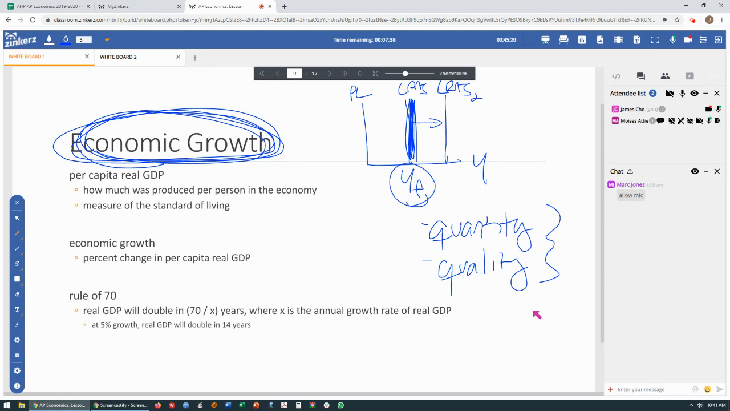All right, so we use this idea of GDP to kind of measure how well our economy is doing. But a lot of the times what we'd like to do is take a look at that real GDP per capita. What does per capita mean? Per person. So we take a look at that real GDP divided by the population. And that's a measure of the standard of living, because you get to see on average how much each person in your economy is earning.